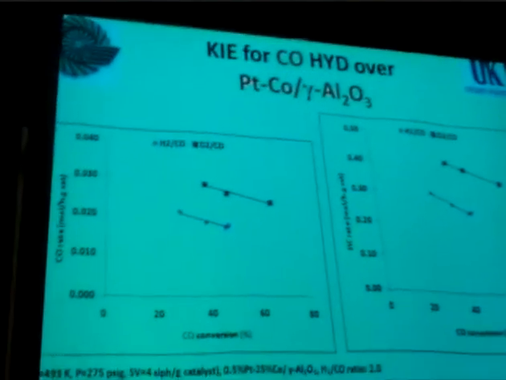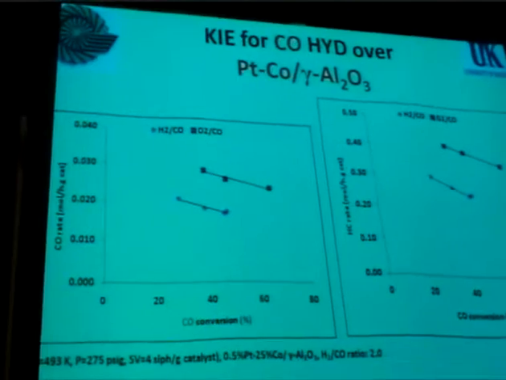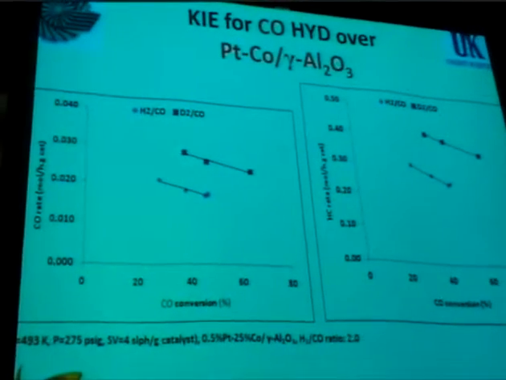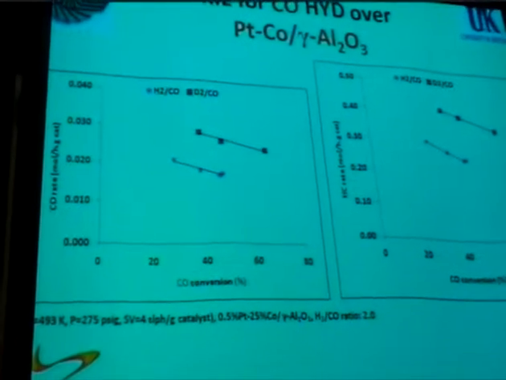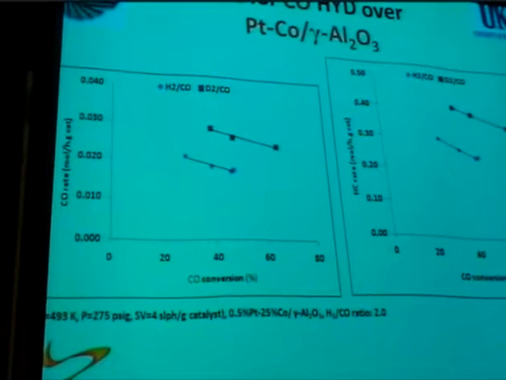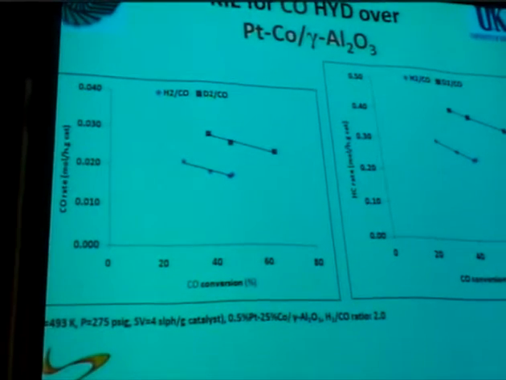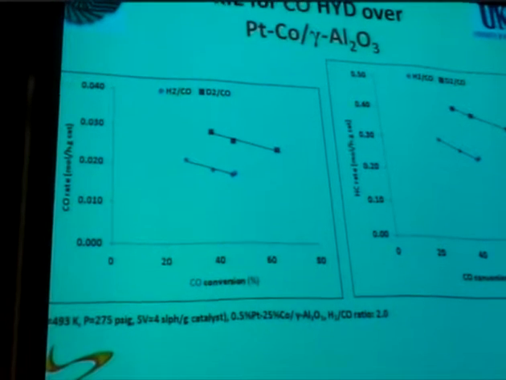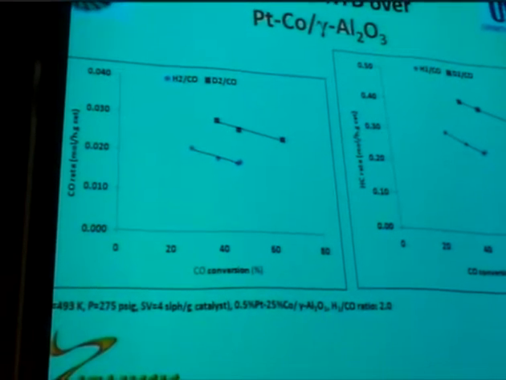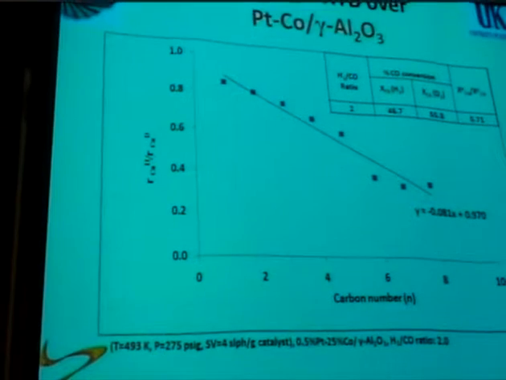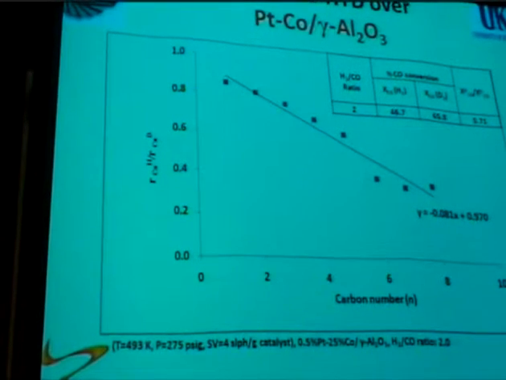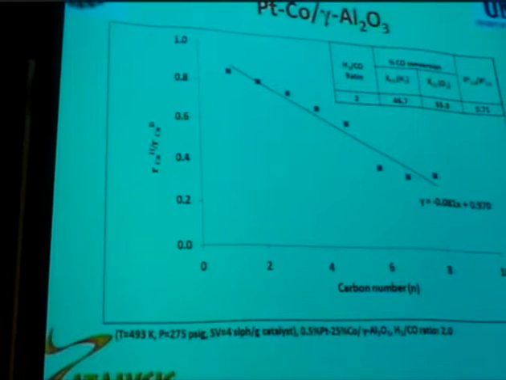Now, the title said CO2, but we've also done this for CO, and we get a similar result. This is CO hydrogenation over the platinum cobalt. The bottom line is with hydrogen, the red is with deuterium. Again, you get the inverse isotope effect. So not only with CO2, but with CO, you get the inverse isotope effect, and it extends up through at least carbon number 8.